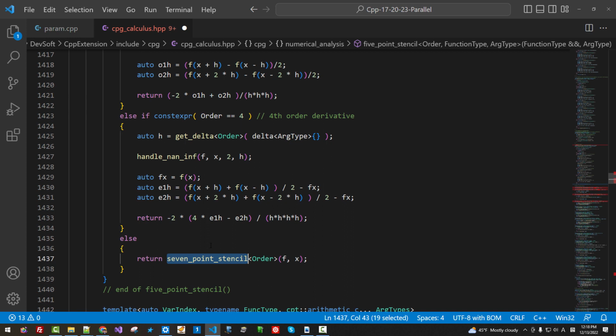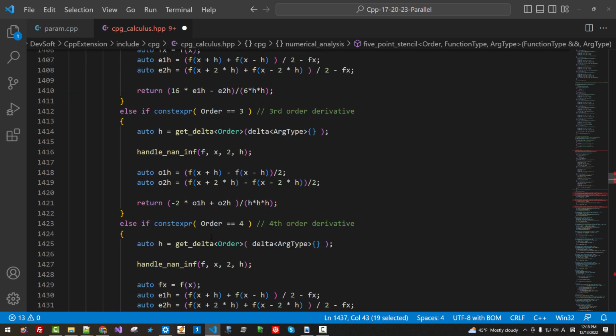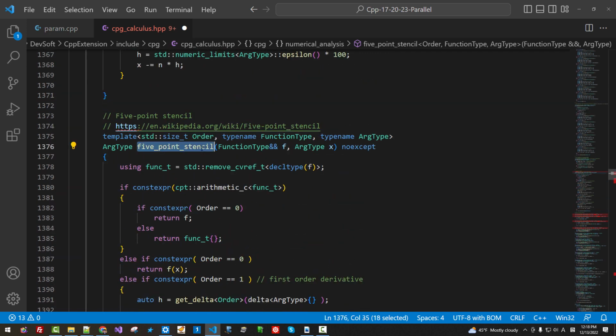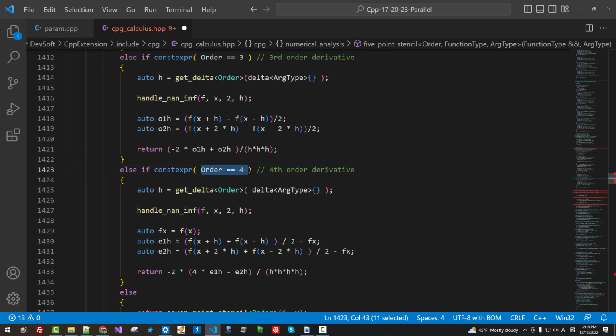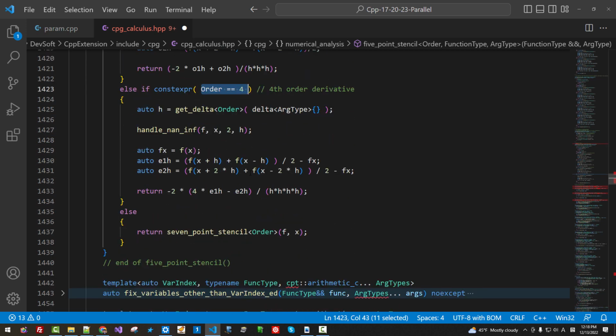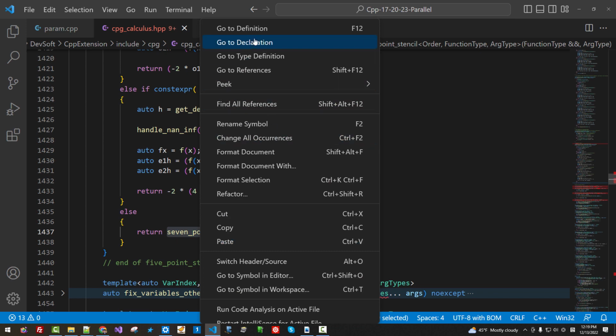7-point stencil. The reason I implemented it this way is for performance. In case of the 5-point stencil, we use 5 points for orders lower than fourth. Our algorithm is accurate enough. But when the order of the derivative is higher than fourth order, accuracy is significantly degraded. So we elevate to the 7-point stencil. The same holds true for the 7-point stencil algorithm.